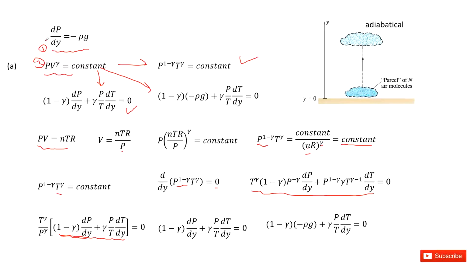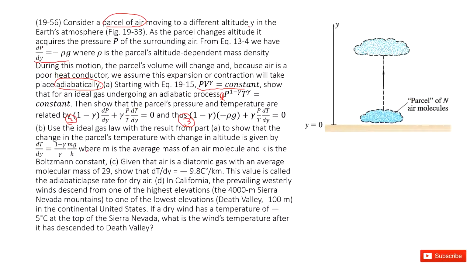So easy, because it tells us dp/dy equal to negative rho g. So we input the negative rho g inside the third equation. Third equation is proved. So the A part is done, right? Now we look at the B part.